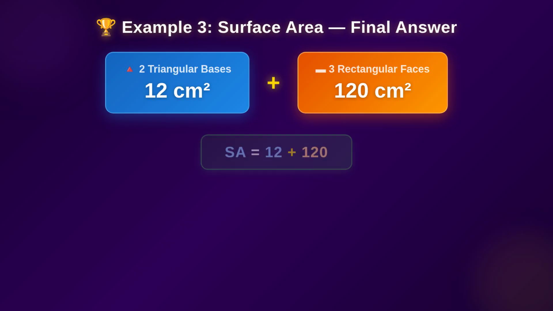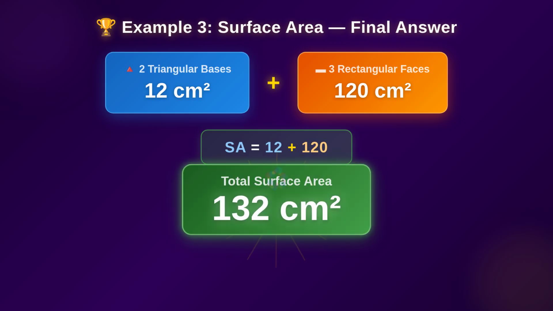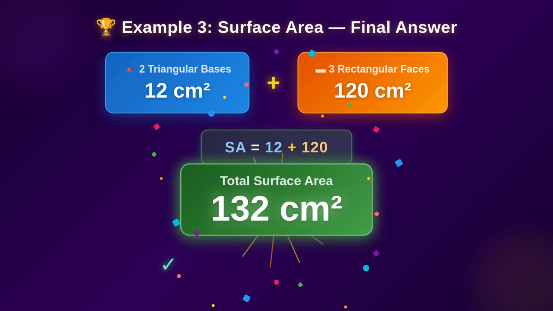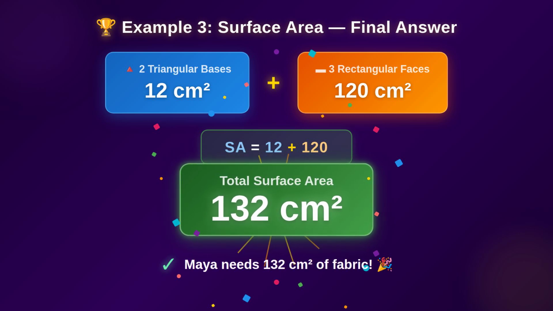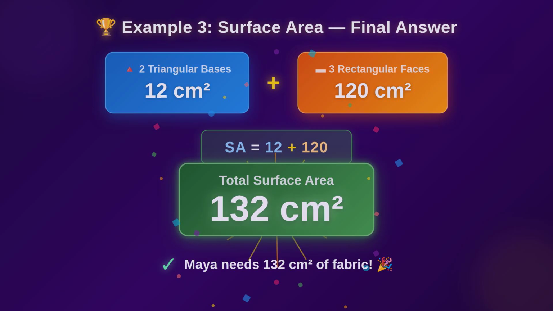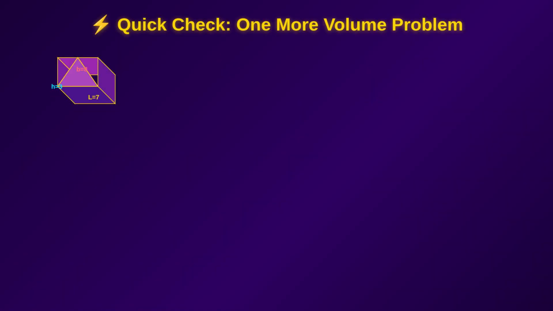We've got both parts. Now let's put it all together. The two triangular bases gave us 12 square centimeters. The three rectangular faces gave us 120 square centimeters. Total surface area equals 12 plus 120. Let's add. 12 plus 120 equals 132 square centimeters. That's Maya's answer. She needs 132 square centimeters of fabric to cover her prop. Maya does a happy dance. She solved the whole thing. From the triangular bases to the rectangular sides, she nailed every part of the surface area.